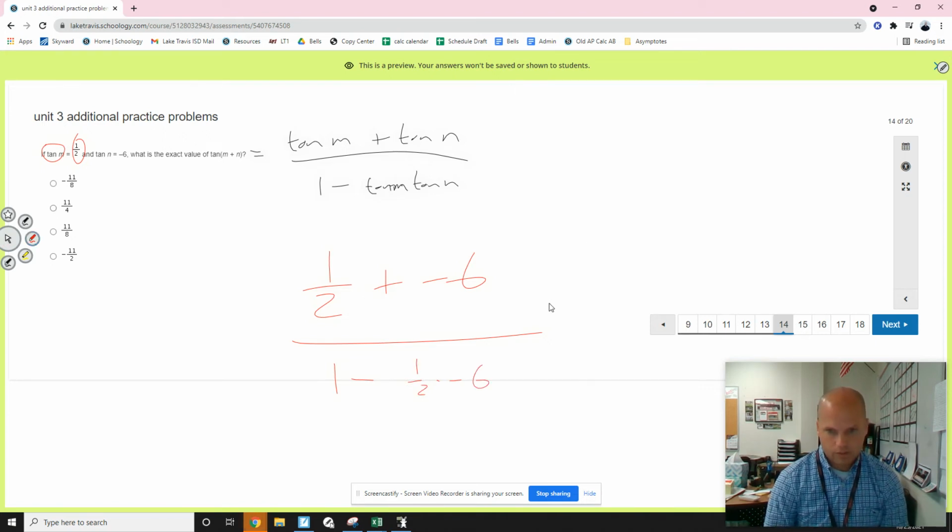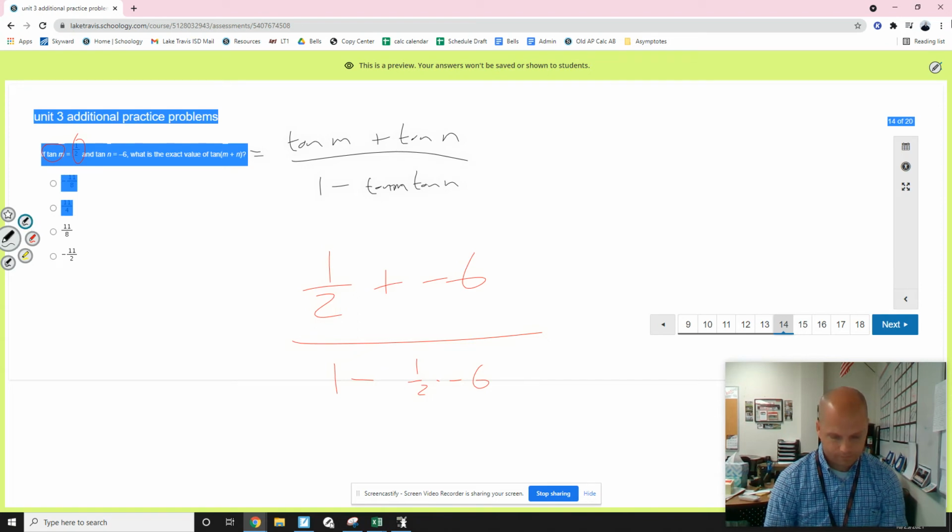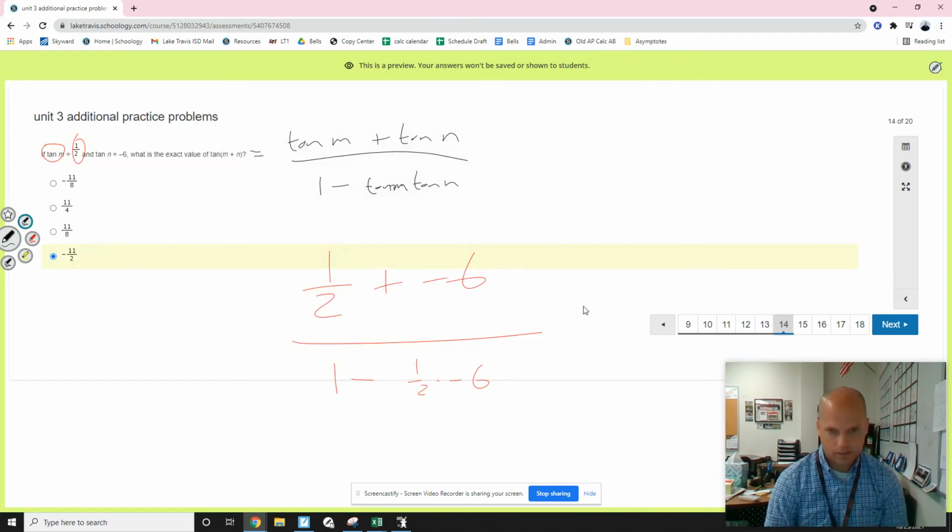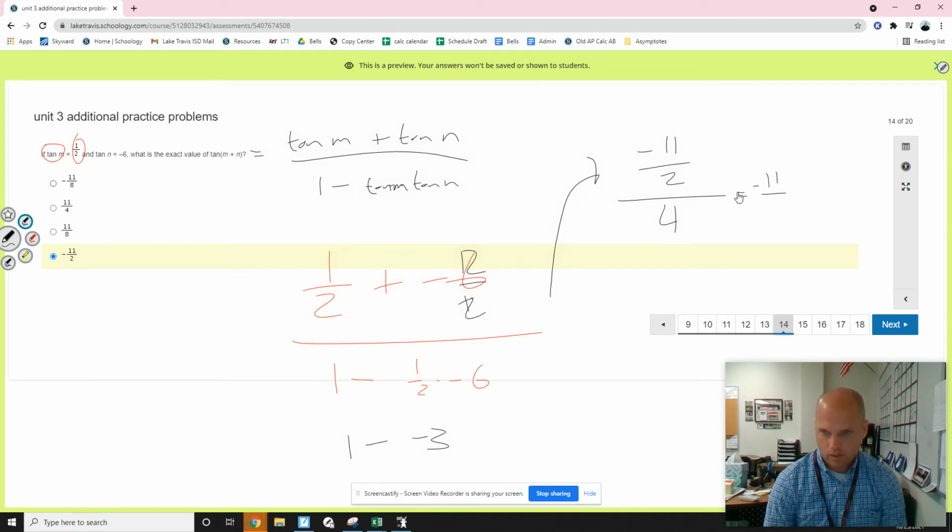So what's this turn into? Let's see. 1/2 plus, this is -12 halves. So this is -11 halves. Adding, you don't mess with the denominators, right? It's just how many halves do you have. Here, this is 1 minus -3. So that's 1 plus 3, which is 4. So there's -11 halves divided by 4. That's -11 halves times 1/4, which is -11 eighths. Okay? That's how you do that problem.